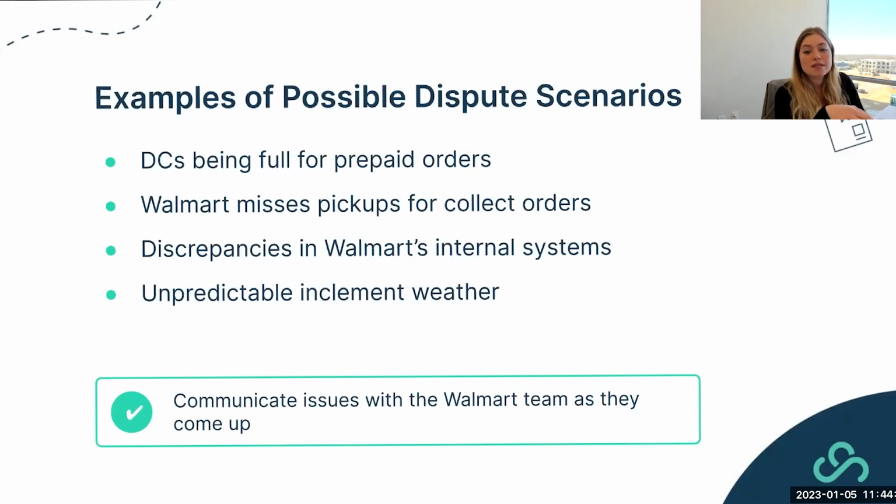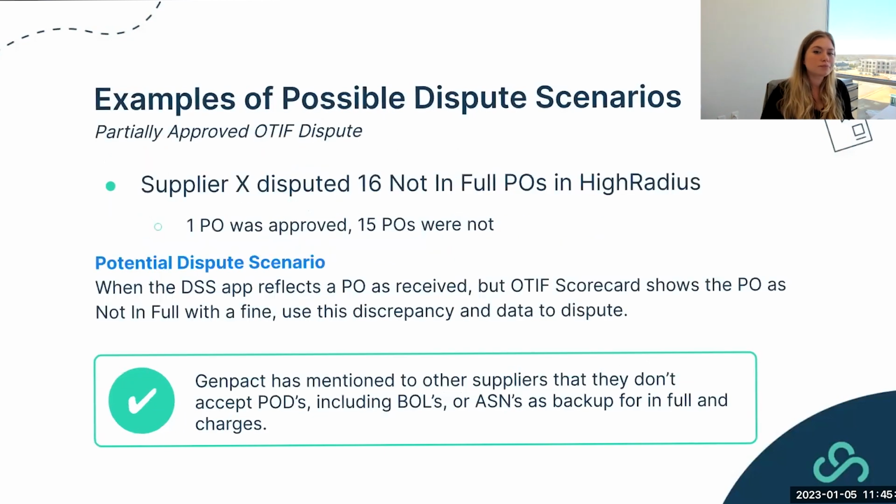If there's any discrepancies in Walmart's internal systems, again, Walmart makes mistakes. There might be data that conflicts from one source to another. That's also something that you can use to your benefit. And then again, if there's any unpredictable weather, that's something that you're not going to be able to control. One thing that we always stress is to communicate those issues as they pop up with your Walmart team. Communicate that with your buyer. Let them know, I'm experiencing this issue. What should I do about it? Communication is very key when dealing with Walmart.